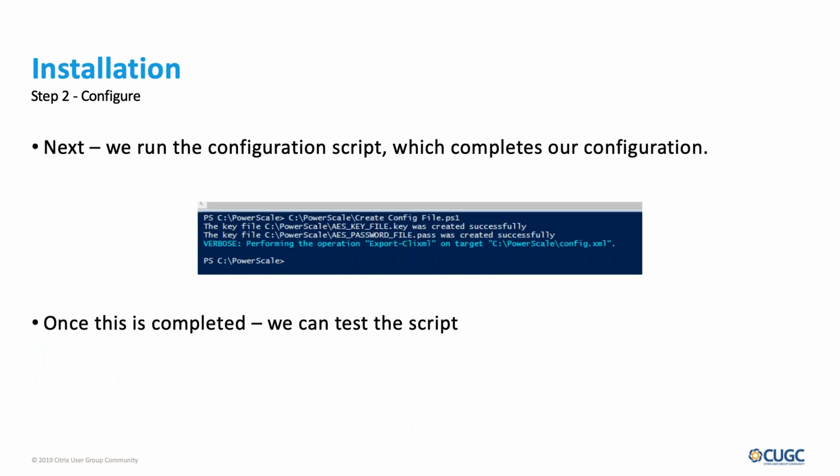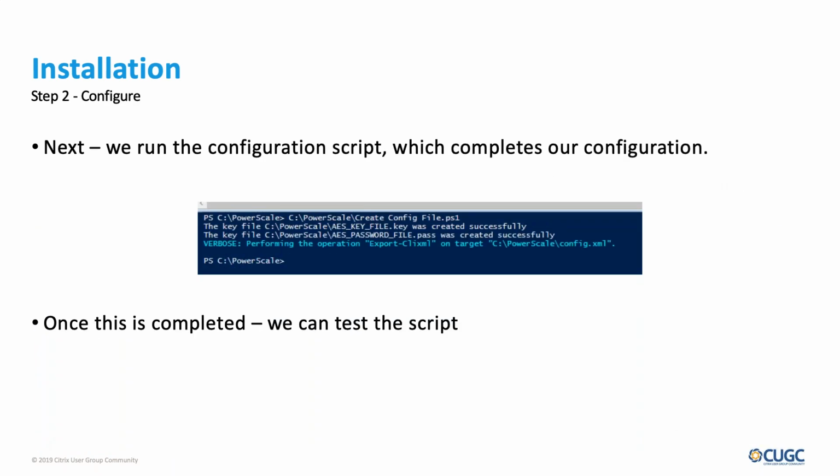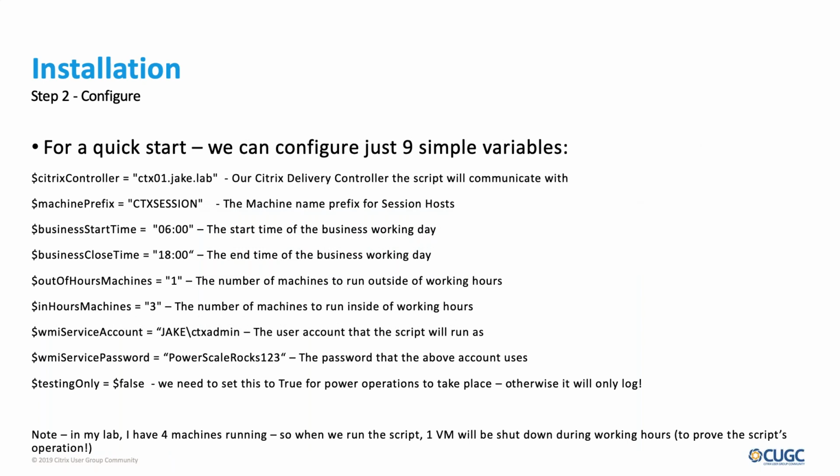Once we've done all that, we can test the script. As I said, it's very easy to do. This is the 3rd step in that process. To run the script, all you need to do is run decision making. In my lab, because we're in business hours, I'm expecting to see PowerScale turn on 3 virtual machines. If we go back a couple of steps, you'll see my in-hours machines was 3.